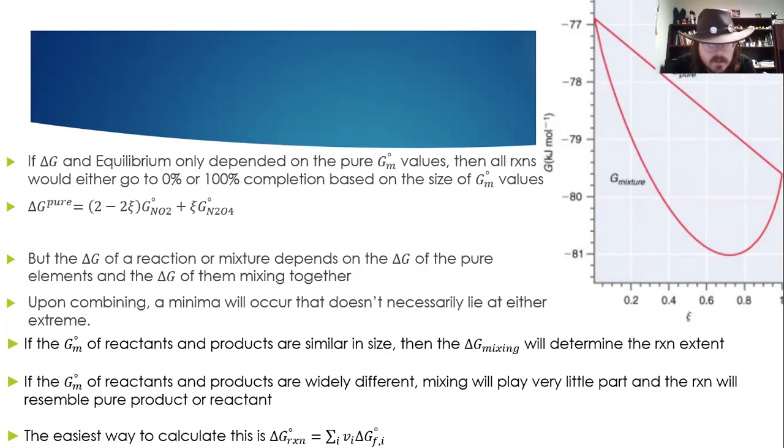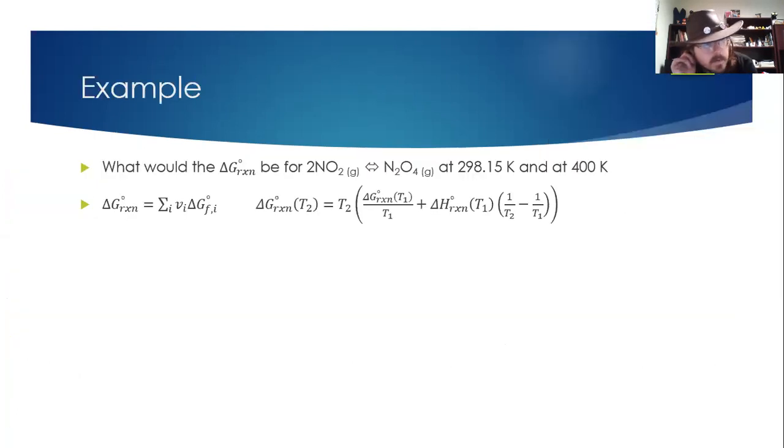So the easiest way to calculate this is if we look at the delta G reaction, we're going to say the sum of the molar quantities times the Gibbs of formation for each individual thing. So here's our first example of this. What would the delta G reaction be for 2 NO2 goes to N2O4 at 298 and 400 Kelvin? We have to look at the Gibbs formation of each of these. We can look those up. Pretty straightforward.